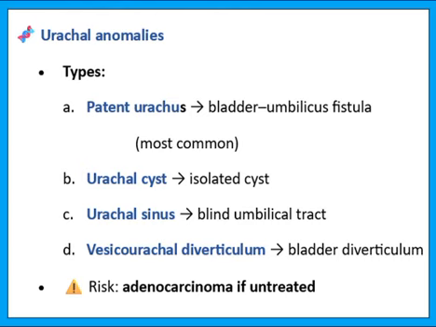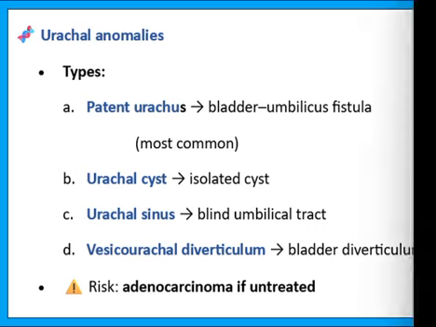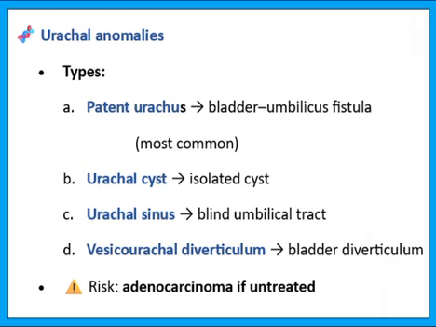First, patent urachus, a fistula from the bladder to the umbilicus, is the most common. Second, urachal cyst is an isolated cyst. Third, urachal sinus is a blind umbilical tract. The last one, vesicourachal diverticulum, is a bladder diverticulum. There is an increased risk of adenocarcinoma if untreated.